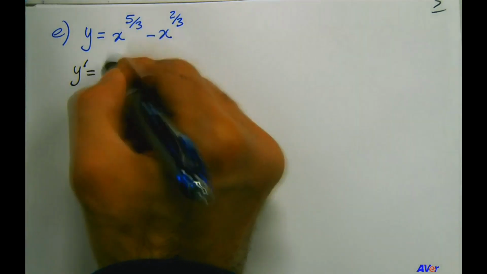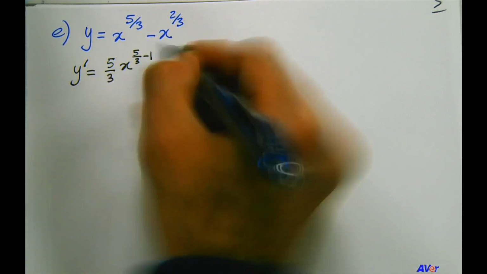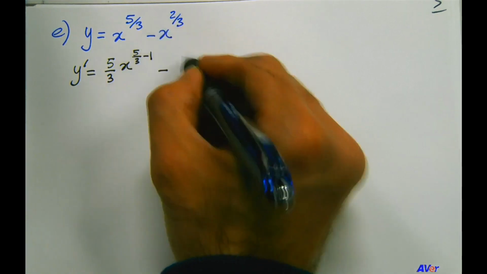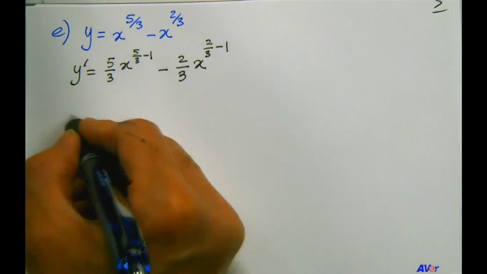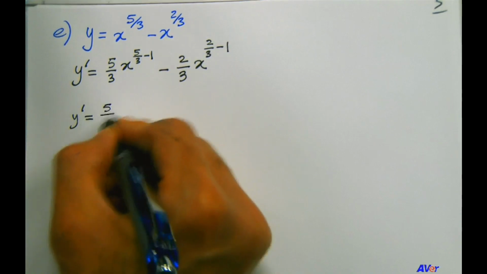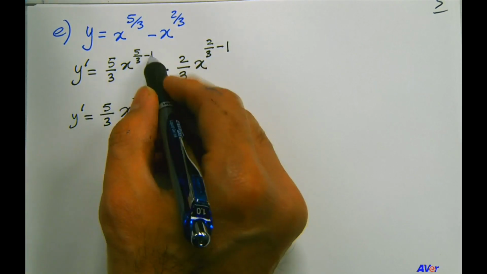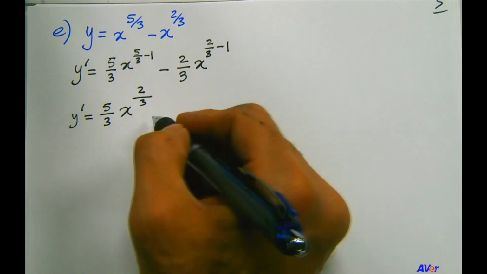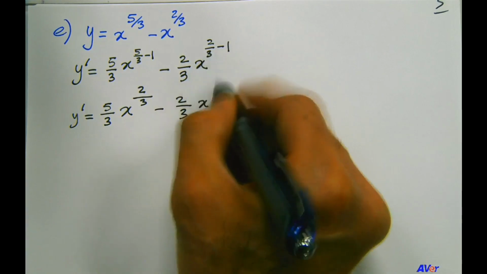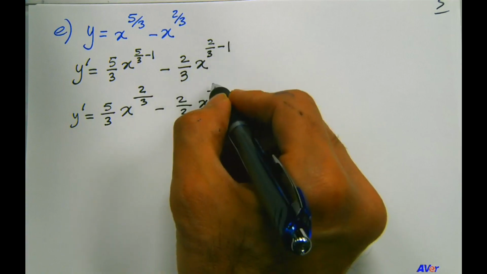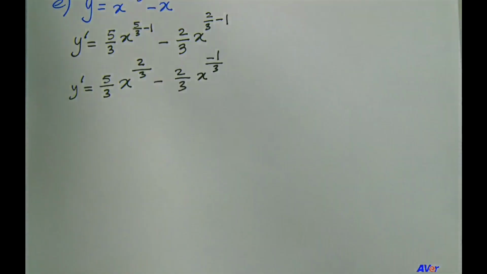So this power comes in front, and it is reduced also by 1, right? So 5/3 minus 1. Then we have a minus here. The 2/3 is brought down in front, times the x variable, and then the 2/3 is reduced by 1. So y prime is equal to 5/3 times x. Let's take the common denominator there, and we have 5 minus 3, it would be 2/3. And then minus 2/3, right? Again, the same thing. Take the common denominator there. We have 3 and minus 1/3. So minus 1/3.